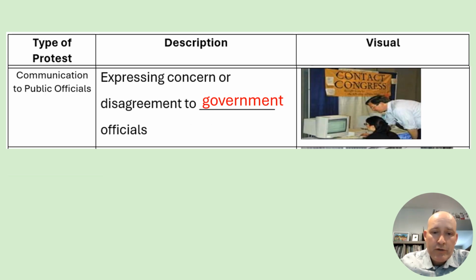Another way is to contact your public official directly. So this person is writing an email or expressing disagreement or writing a letter to government officials. Okay, so just saying, I don't like this law you passed. I do like this law. We should have this law. Contacting them directly. Phone calls, voicemails, emails, letters. All of those are ways to directly contact them and tell them your agreement or disagreement.